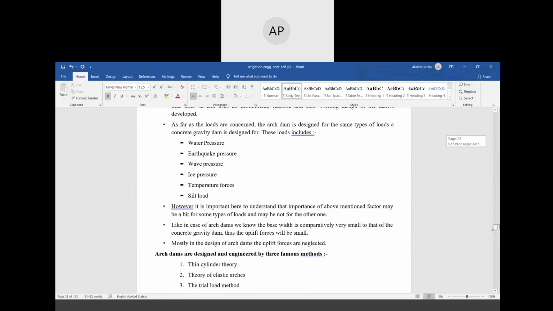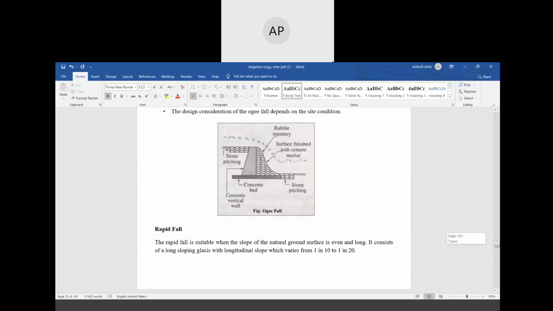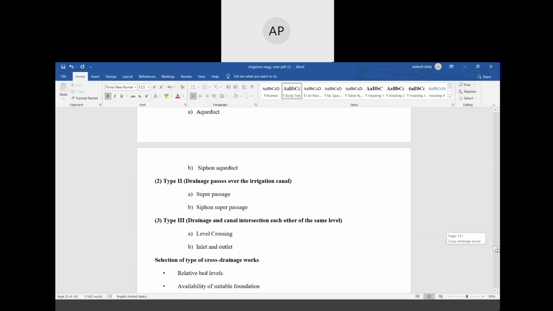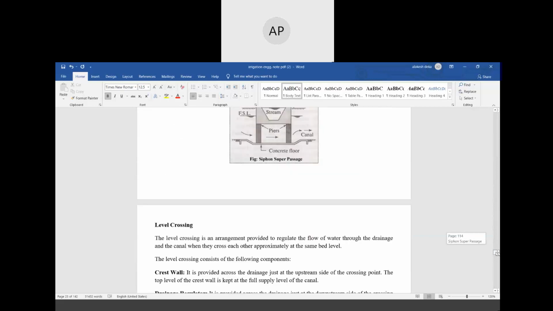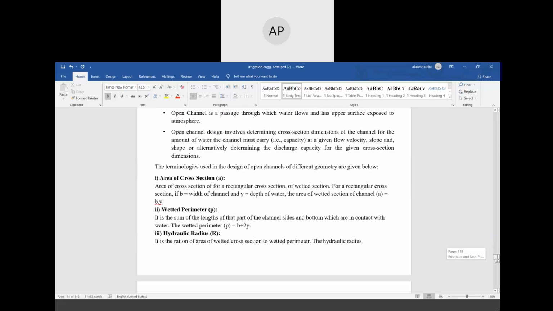Kennedy's silt theory. I'm clicking screenshots of your attendance. Okay, I already noted.